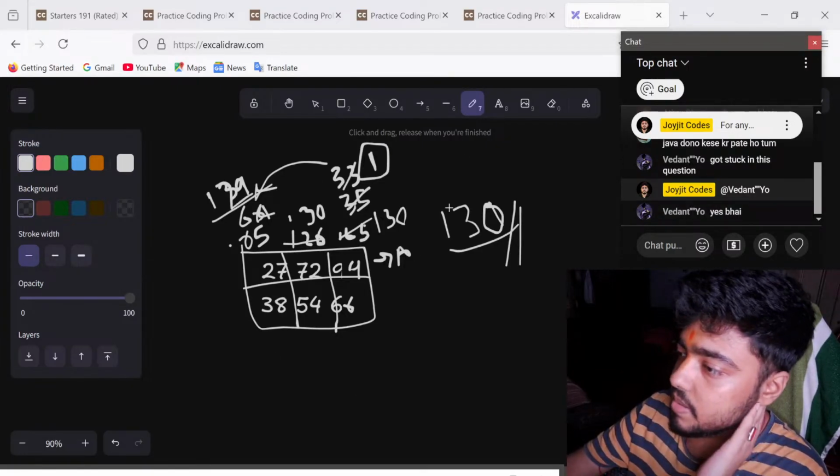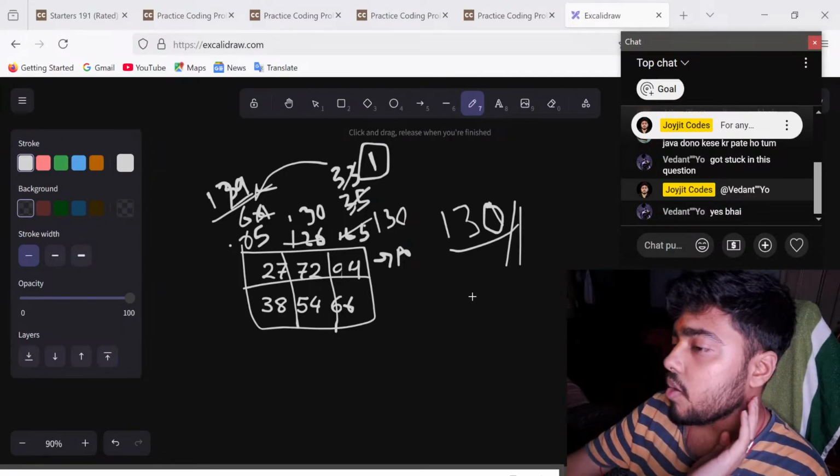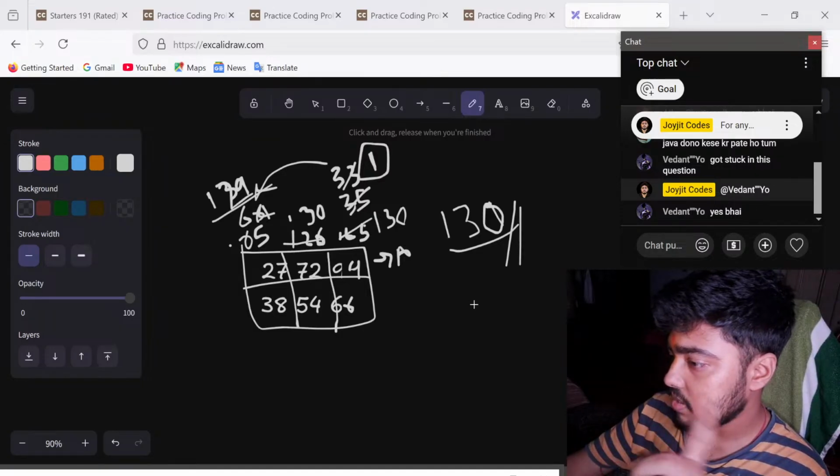Okay, is it clear? Okay, 132 is clear. Now how are you going to do this? It is also very simple.